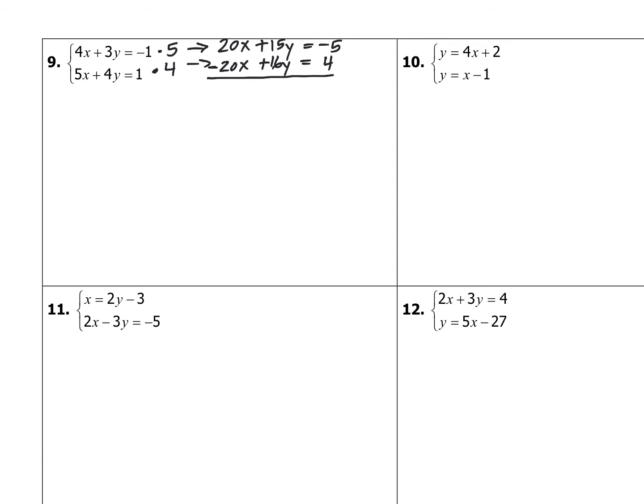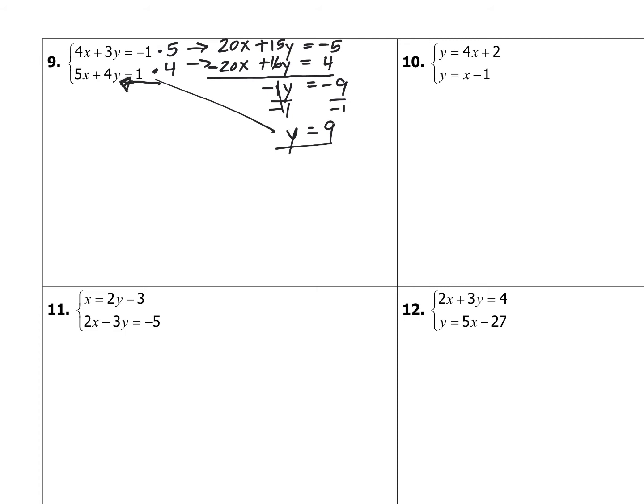20x minus 20x is 0. 15y minus 16y is negative 1y. And negative 5 minus 4 is negative 9. Divide by negative 1 to solve for y, and y equals positive 9. Once you have what y equals, you can plug it into one of your original equations. You don't have to use your newly multiplied equations to get your value for x.